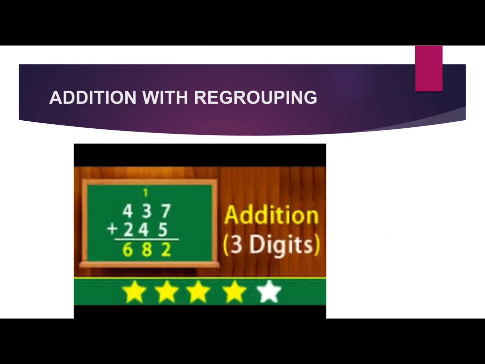Now addition with regrouping. Another example for regrouping is 437 plus 245. Now children, you have to start from the ones place. So 7 plus 5 is 12, and you put the ones digit of 12, that is 2, and 1 will be carried. 1 plus 3 is 4, 4 plus 4 is 8, and 4 plus 2 is 6.